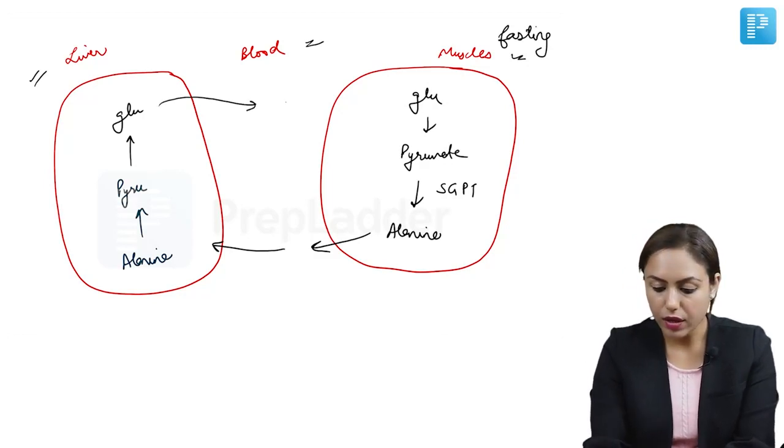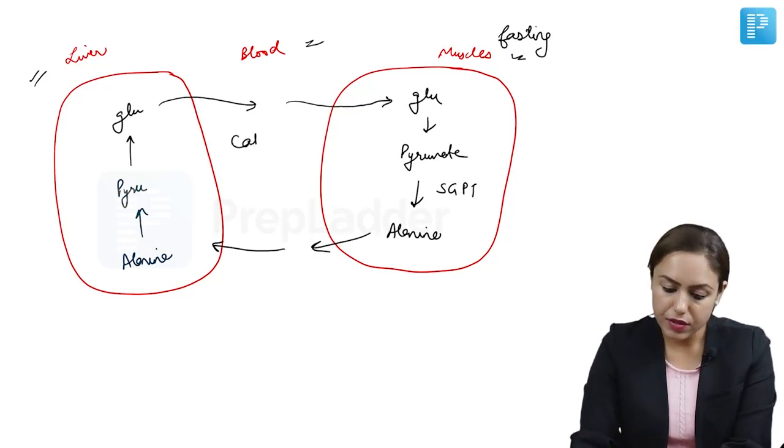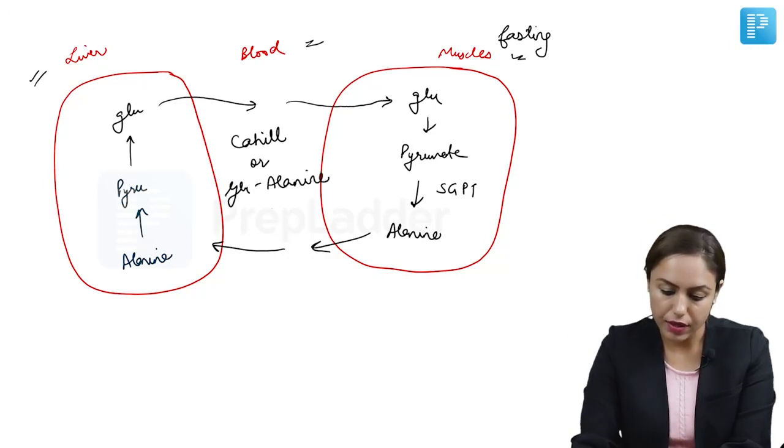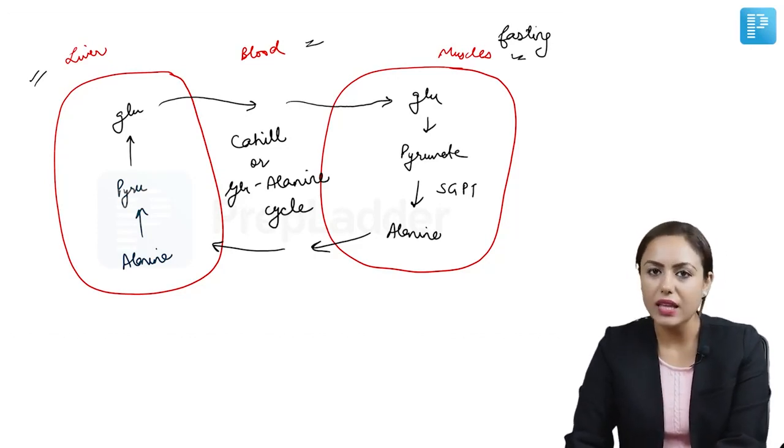This glucose will again go via blood into the muscle cell. So the cycle is complete. This is known as the Cahill cycle or glucose-alanine cycle. Glucose-alanine cycle or Cahill cycle.